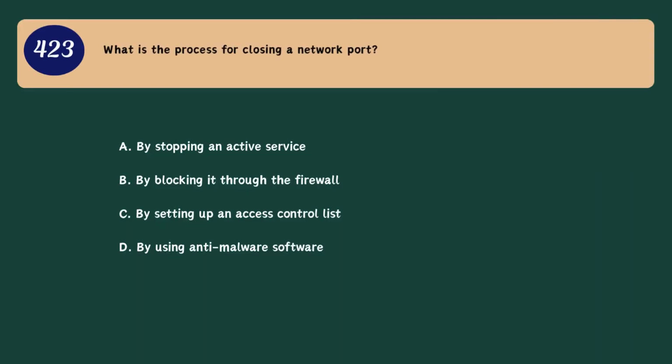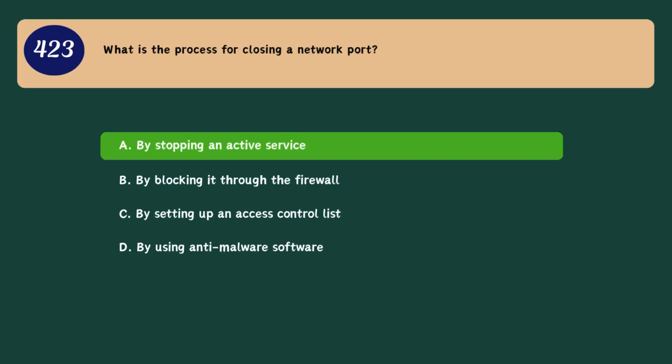Question 423. What is the process for closing a network port? A. By stopping an active service. B. By blocking it through the firewall. C. By setting up an access control list. D. By using anti-malware software.